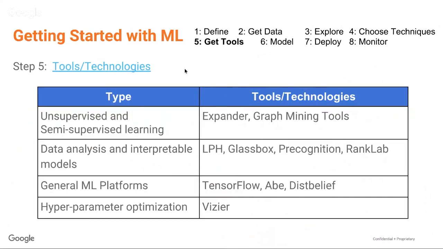Now, what are the tools that I can use? If I have unsupervised and semi-supervised learning, it's usually Expander or graph mining tools. If I have data analysis and interpretable models, then it's usually LIT, Glassbox, Pre-recognition, or RankLab. If I'm going to use general ML platforms, then it's TensorFlow, Apache, DistBelief. If it's hyperparameter optimization, it's mostly Vizier.